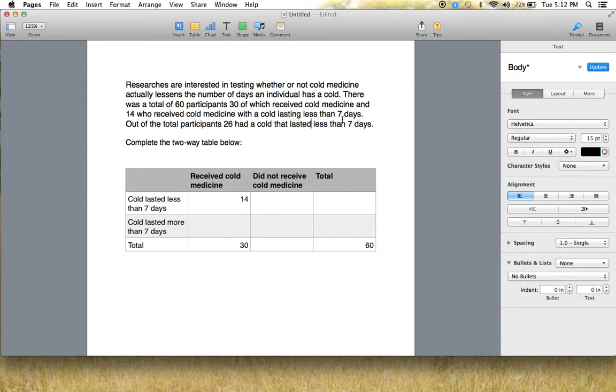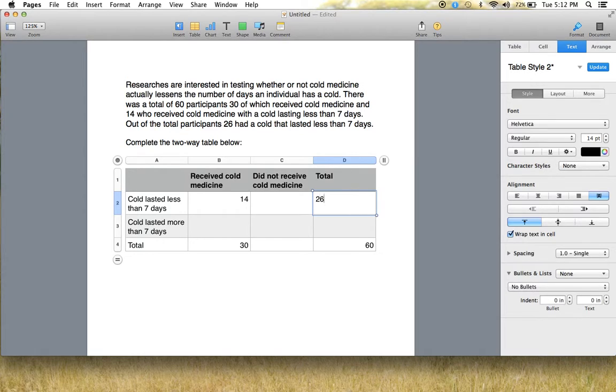All right, now we have one more piece of information. It says, out of the total participants, 26 had a cold that lasted less than 7 days. All right, so very similar to the 30 in the beginning. They're telling us that the cold lasted less than 7 days, but they're not giving us any information as to whether they received cold medicine or not. So that is one of our totals, 26.